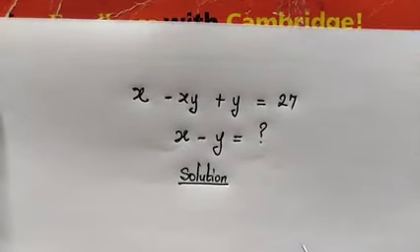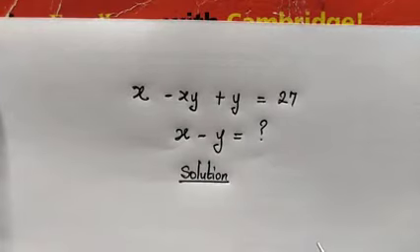Today we're going to solve this interesting equation. We have x minus xy plus y is equal to 27. That is two different variables in one single equation, which is often called the Diophantine equation, right? But here we're going to evaluate x minus y, right?